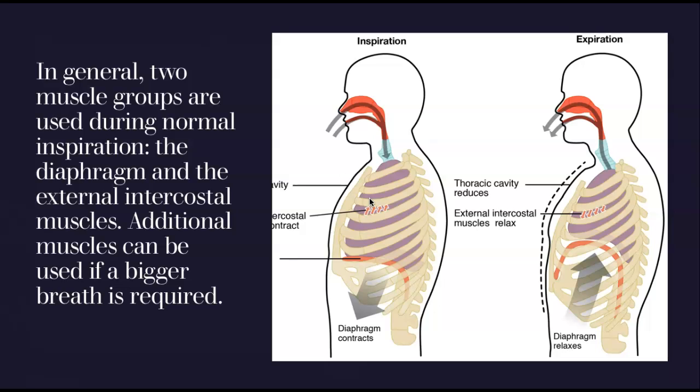The process of expiration, here on the right, is passive, meaning that you don't have to expend any energy to push air out of the lungs. Instead, since your lung tissue is elastic, it causes the lung to just recoil to its original size, and as the diaphragm and the intercostal muscles relax, your thoracic cavity and your lungs go to a decreased volume, and that causes an increase in the intrapulmonary pressure, which causes the air to escape your body.